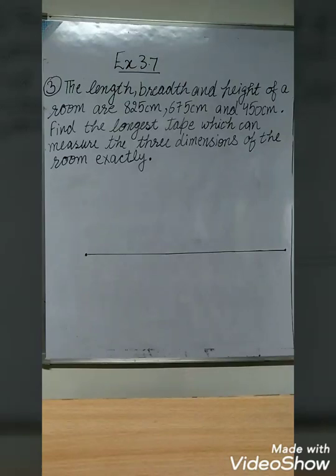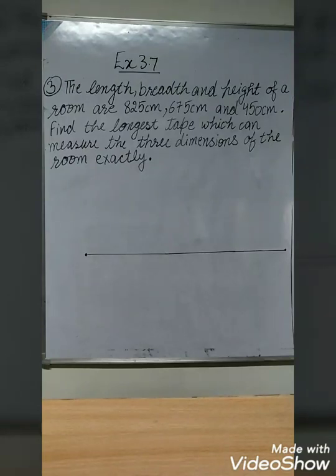Now the next question of exercise 3.7 is question number 3. The length, breadth and height of a room are 825 cm, 675 cm and 450 cm respectively. You need to find out the length of the longest tape which can measure the 3 dimensions of the room exactly. So students, first of all we will try to understand what we need to find out in this question.